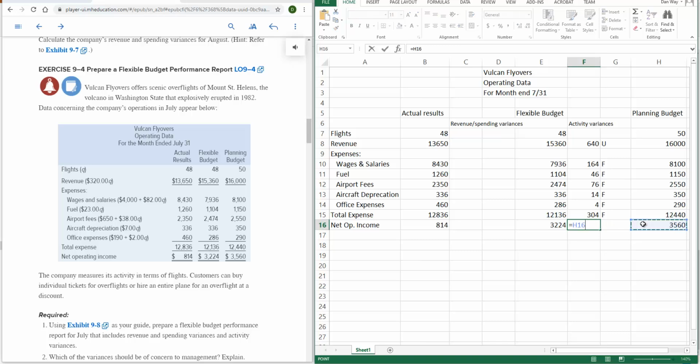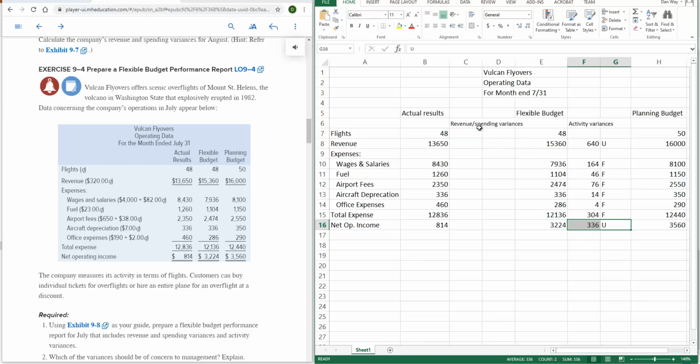And then we can do the same for income. $3,560 in the planning budget, minus the $3,224 in the flex budget, that $336 we'd say is unfavorable. Right? Net income lower than the planning budget, so unfavorable. We also could find that difference by netting out the $640 unfavorable revenue variance and the $304 favorable expense variance. The net of those two, $336, the unfavorable was greater than the favorable, so that would have been another way we could have found that total.